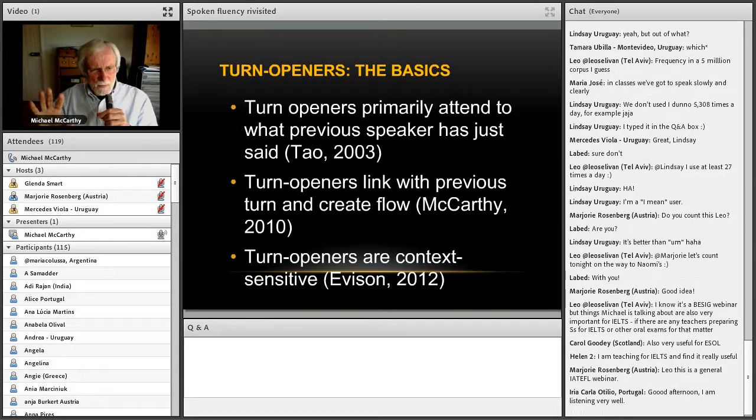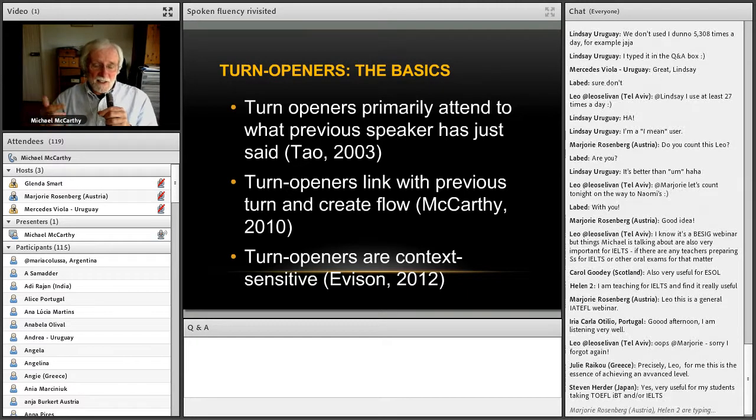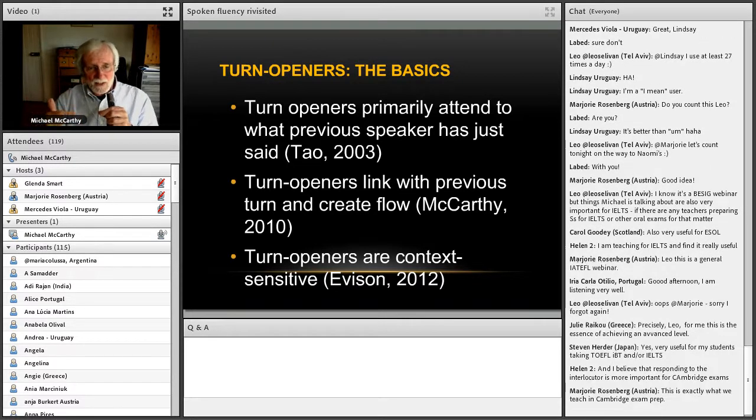But the basics about turn openers is that they provide that vital link with what you have just heard. They show your listener, firstly, that you have heard what they said, secondly, that you have understood it, and thirdly, that you can make a connection between what they said and what you have said. So the conversation is coherent, it is interactive and engaged, and it flows like a river.